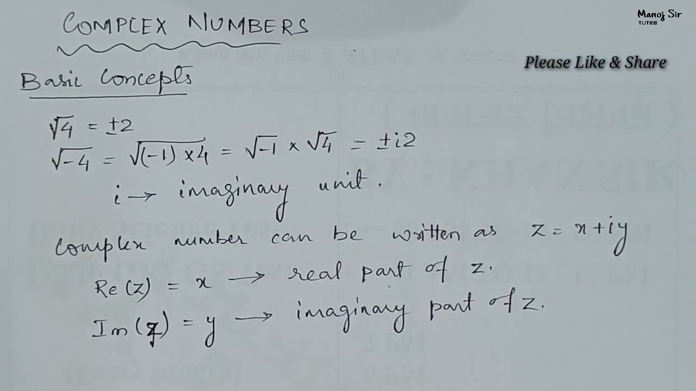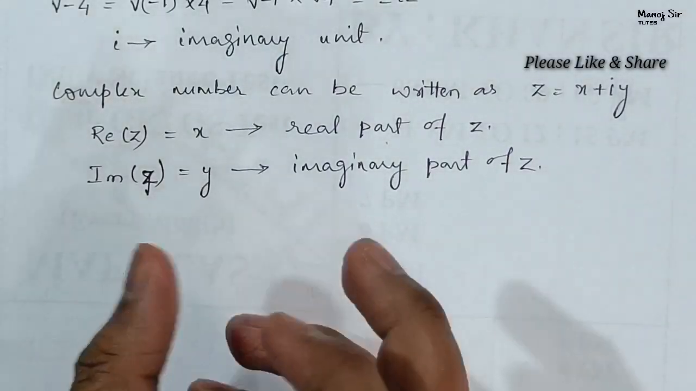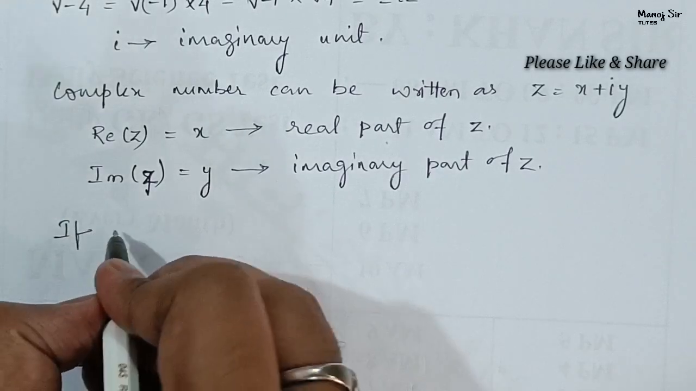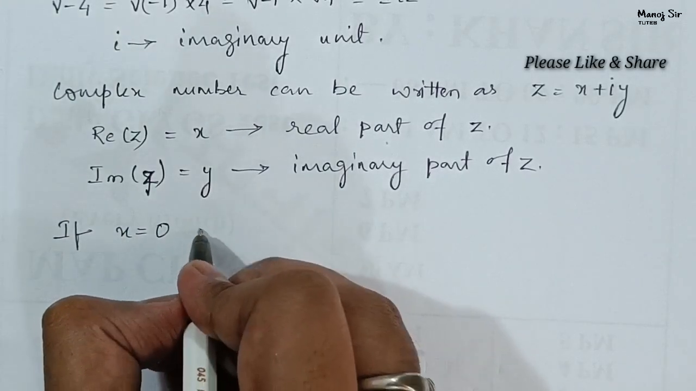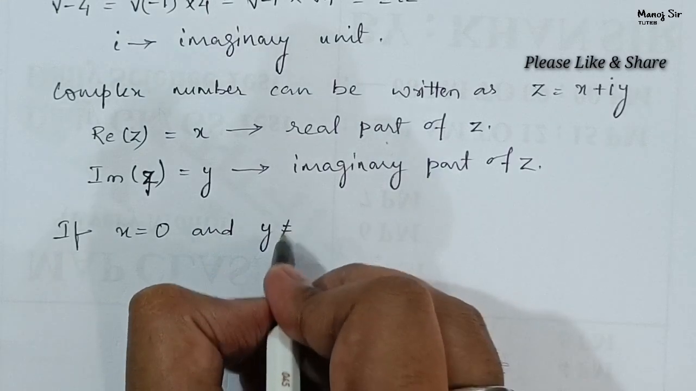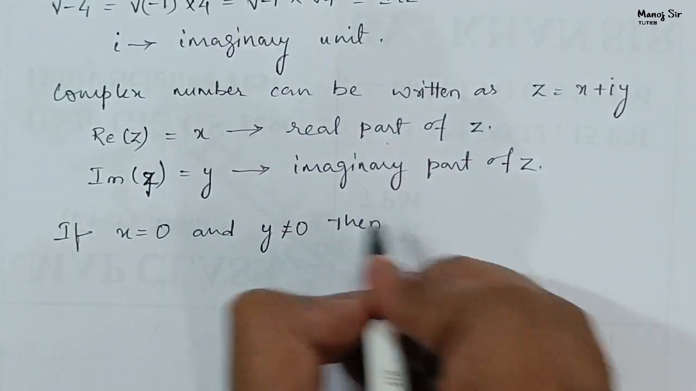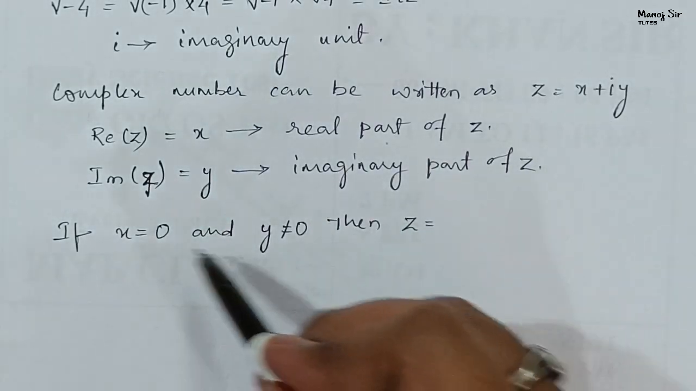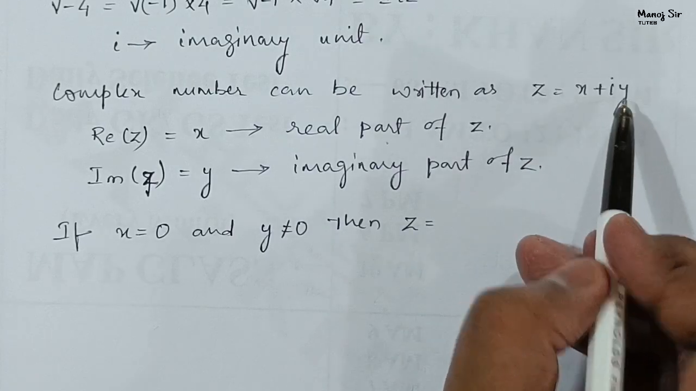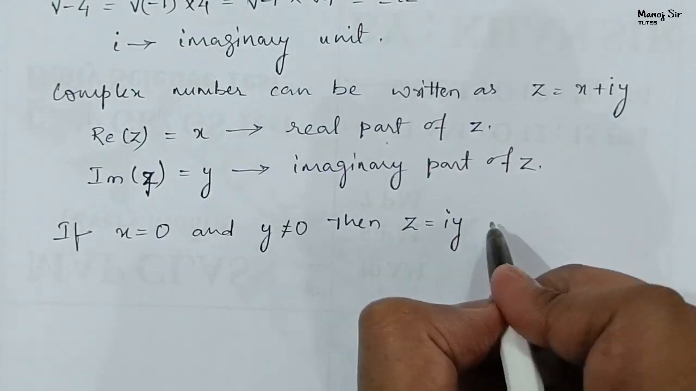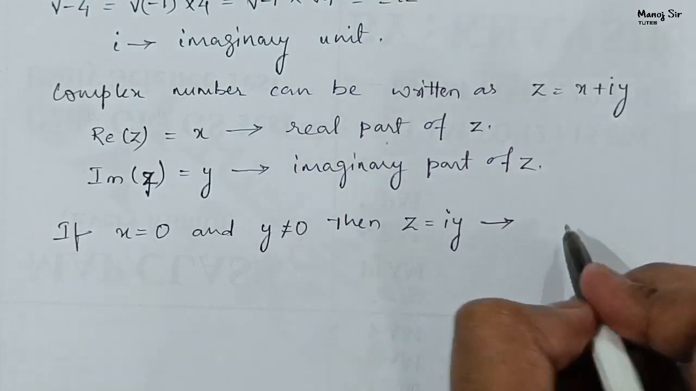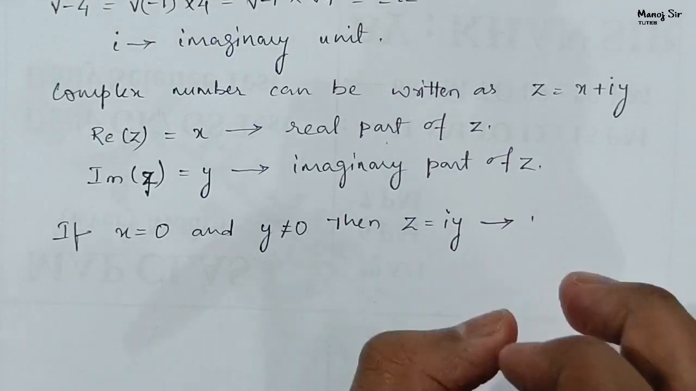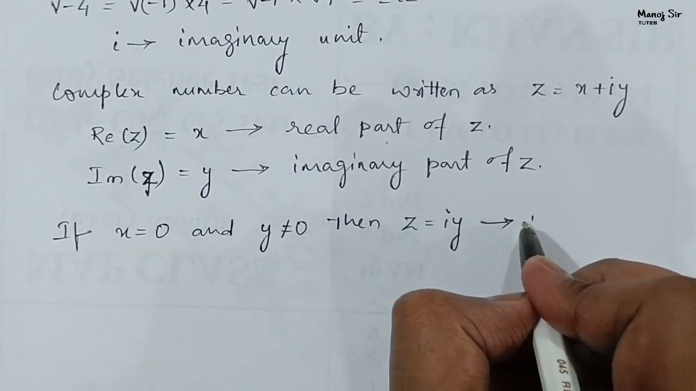Now suppose x is 0 and y is non-zero. That is, if x equals 0 and y is not equal to 0, then z equals x plus iy, here with x equal to 0, so z equals i into y. Then we can say this is purely imaginary because nothing is left regarding the real part.